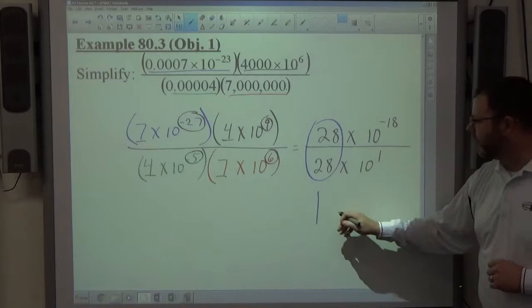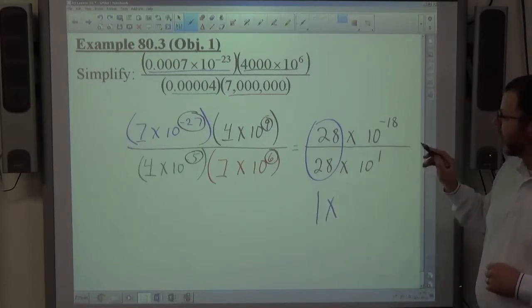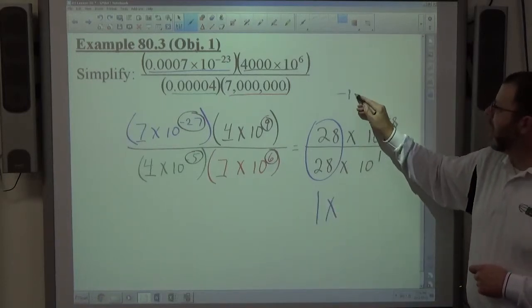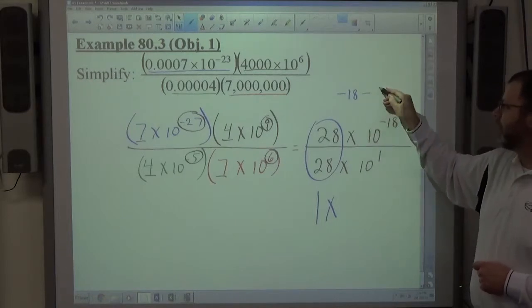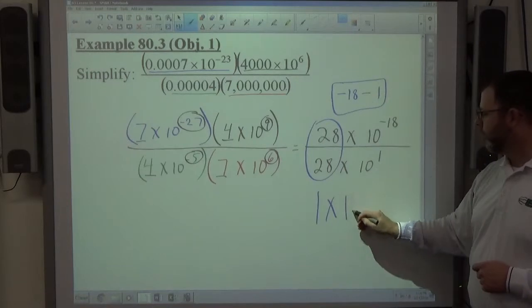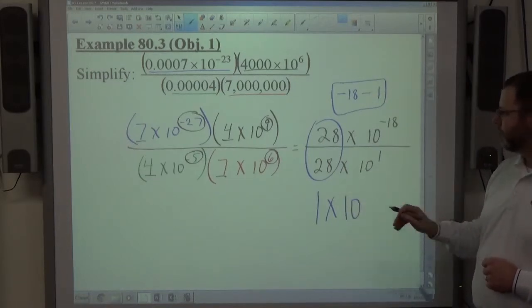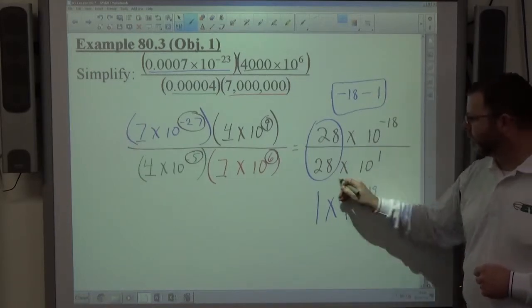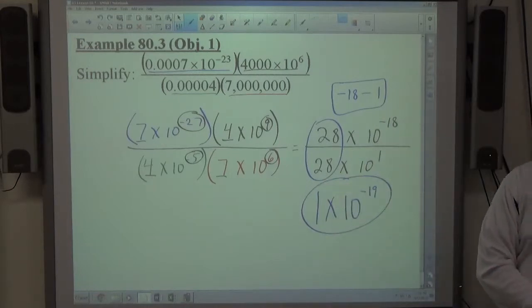And again, the power of 10, this is where people tend to mess up. I recommend every single time, top power as is, subtracted by bottom power as is, so you can actually see it with your eyes what you're supposed to do. What should I do, add or subtract? Add. Very good, add. So negative 19. 1 times 10 to the negative 19 is the correct response to that problem.